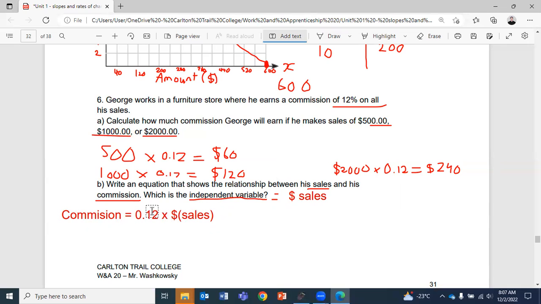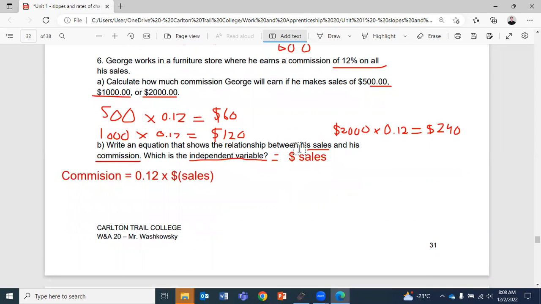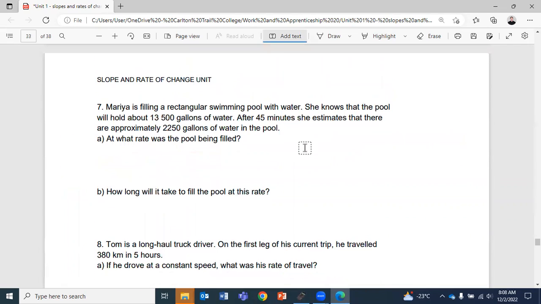This is not a changing thing. It's not saying that, oh yeah, he earned 80%, 20%. Nope, it's 12%. That's it. So my independent variable is just my sales.